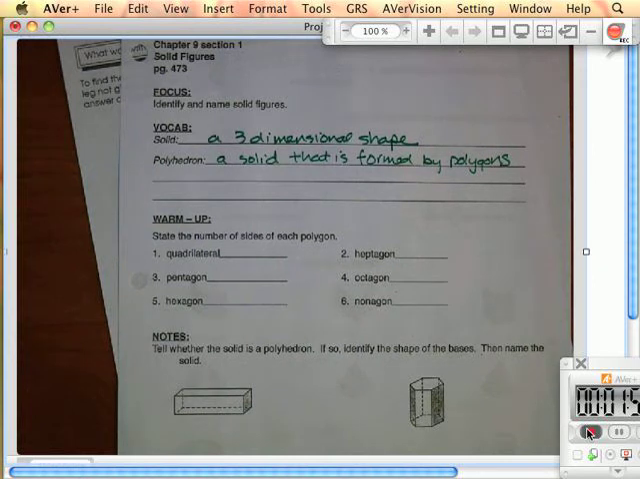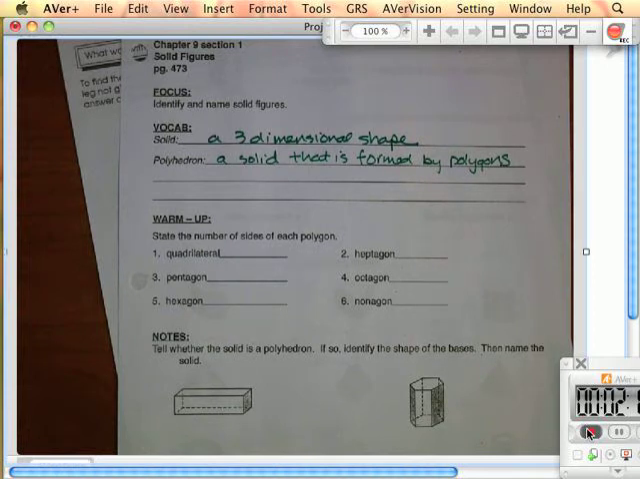How about this? Is this a solid formed by polygons? Yes. It's called a polyhedron. All right. Is this a polyhedron? No. Why not? Is it a solid formed by polygons?